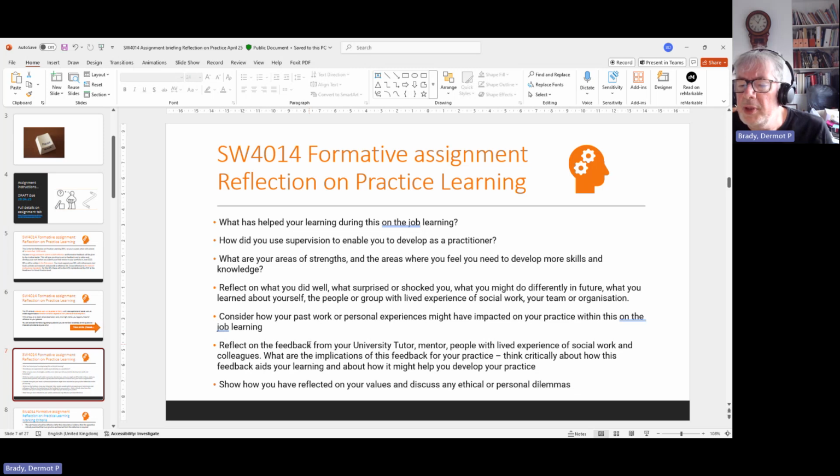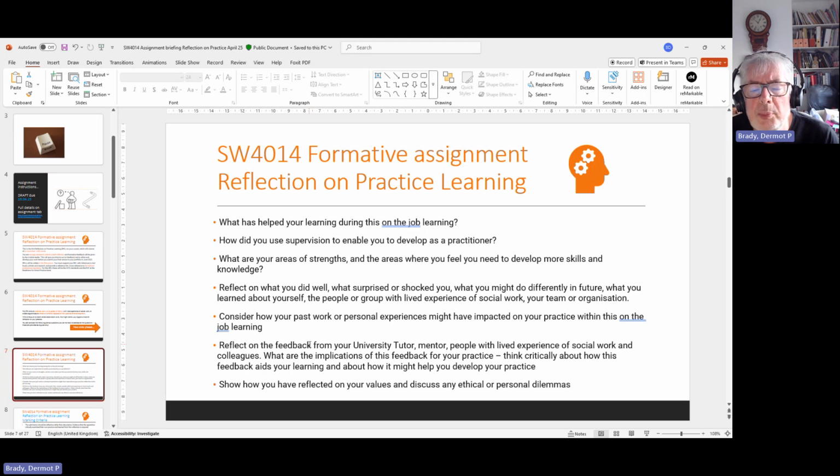Maybe your own previous work or personal experience might have raised a few issues for you in the first year. And if so, perhaps this would be a good opportunity to articulate those a little bit. You might have had feedback from a university tutor, mentor, other people, your team manager, whoever it might be, or indeed your colleagues or other people on your course.